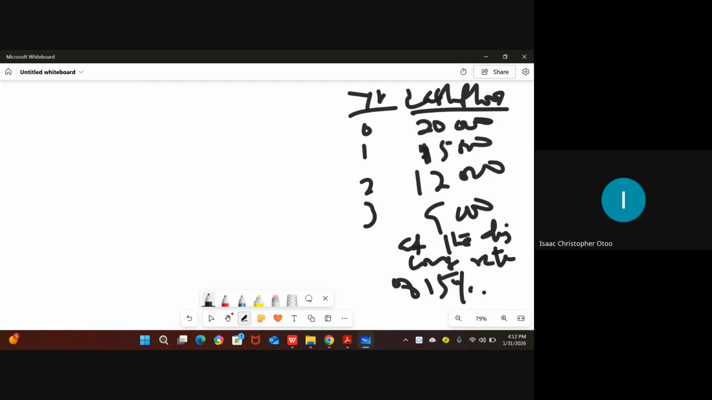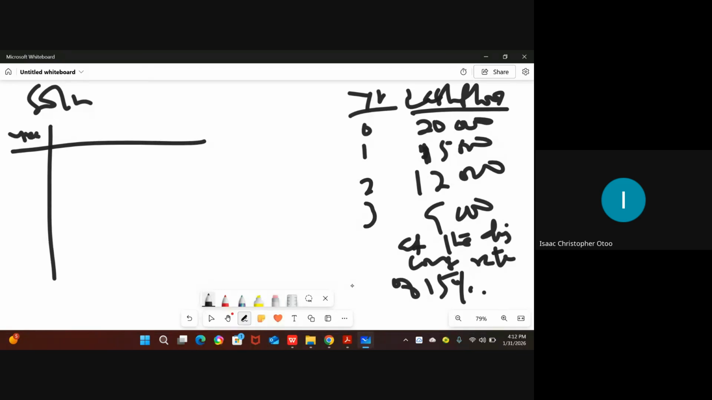So at a discount rate of what? 15%. So this project lasts for 3 years. So in solution, to calculate the NPV, I will do it like this. I'm solving it for you.